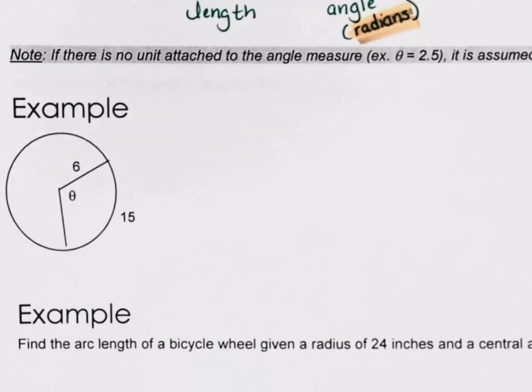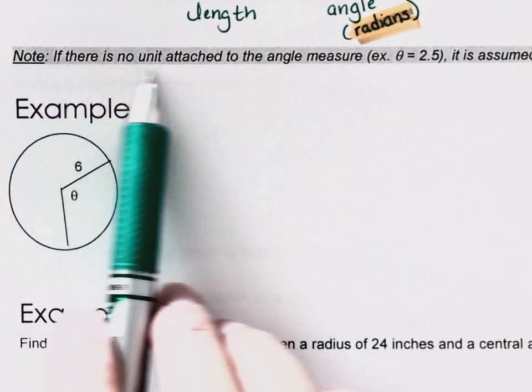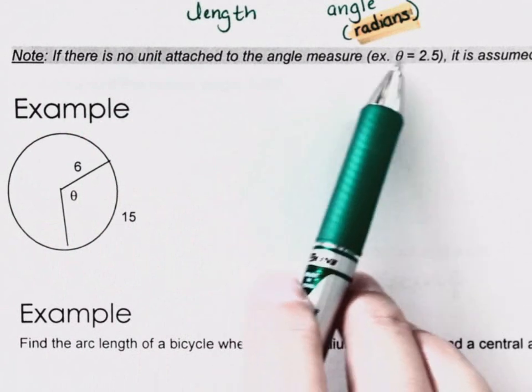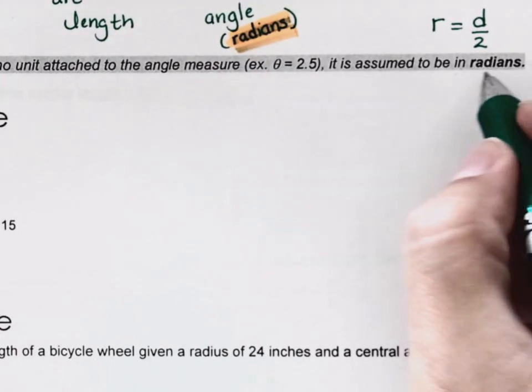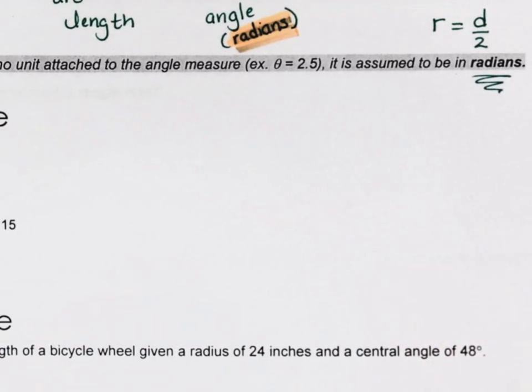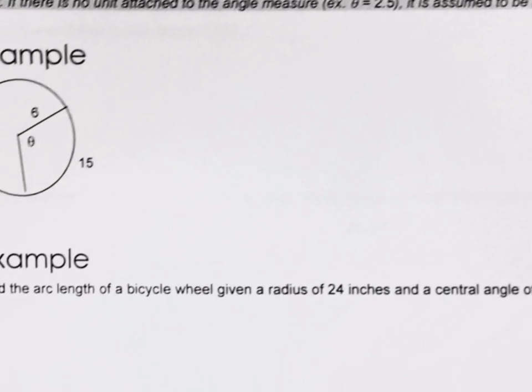Just a note, if there are no units attached to the angle measure, so like theta is 2.5, that means it's in radians. This is why we harp so much on you about units of measure. Forgetting the degree symbol, not a big deal. Well, it is now because you have to live in both worlds of radians and degrees. So, got to figure that out.